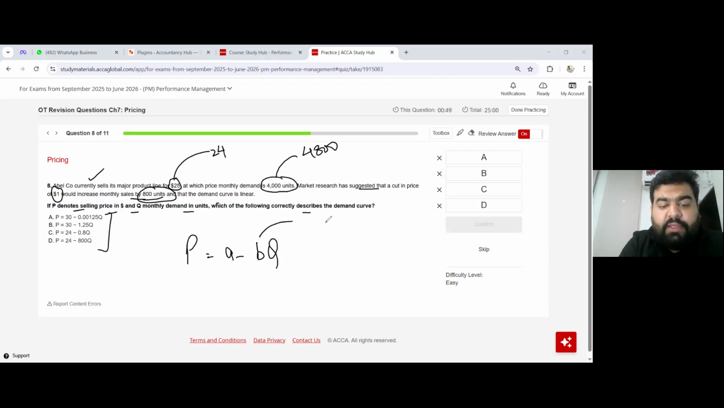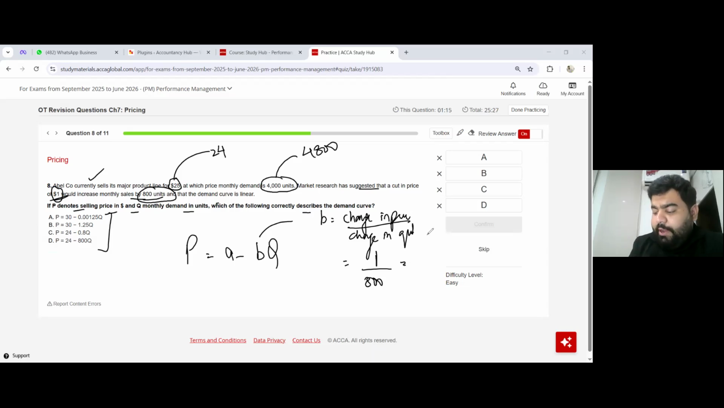First we calculate B. The formula for B is change in price divided by change in quantity. So the change in price is only 1 and the change in quantity is 800. It's written that decreasing the price by 1 will increase your quantity by 800. So let us calculate 1 divided by 800.